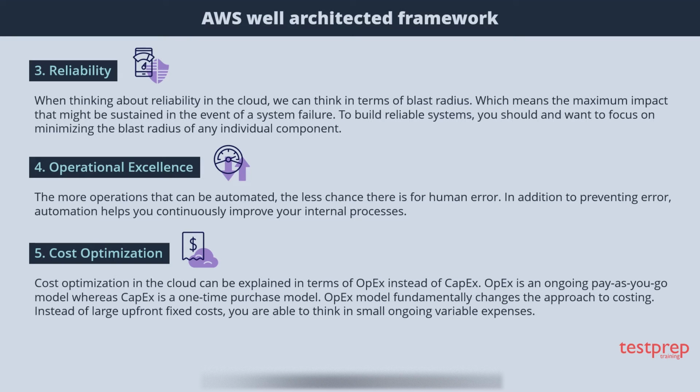OpEx is an ongoing, pay-as-you-go model, whereas CapEx is a one-time purchase model. The OpEx model fundamentally changes the approach to costing. Instead of large upfront fixed costs, you are able to think in small ongoing variable expenses.